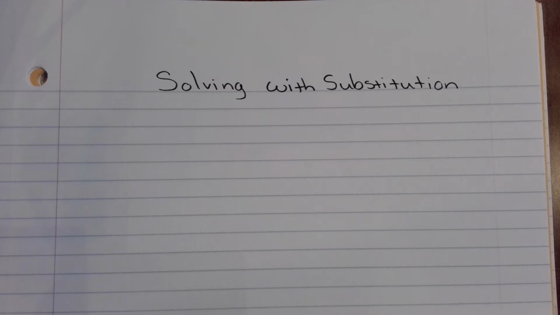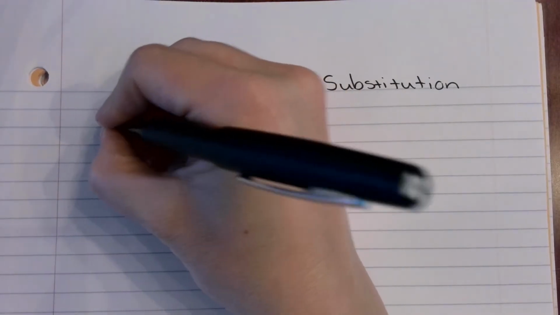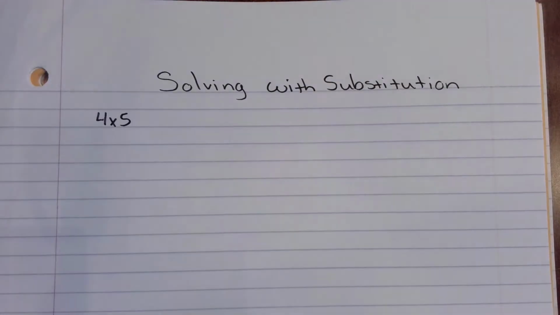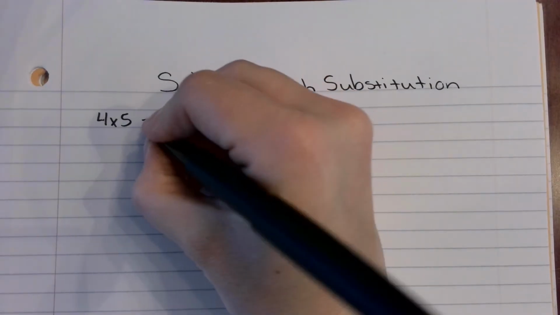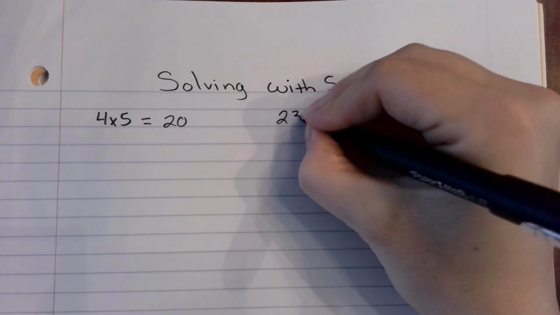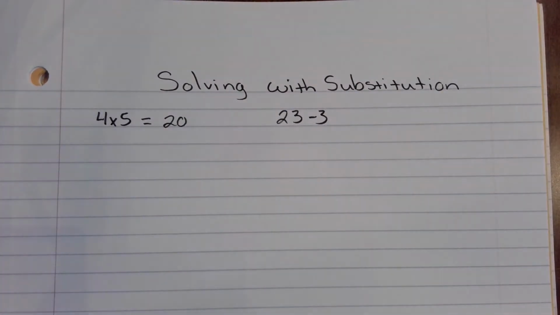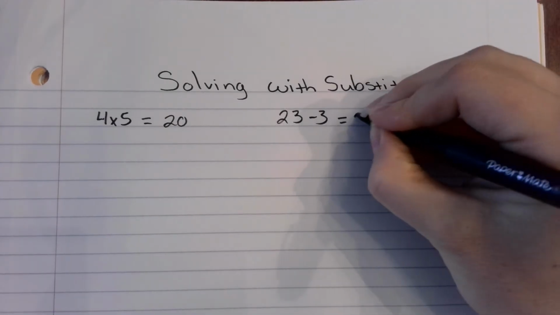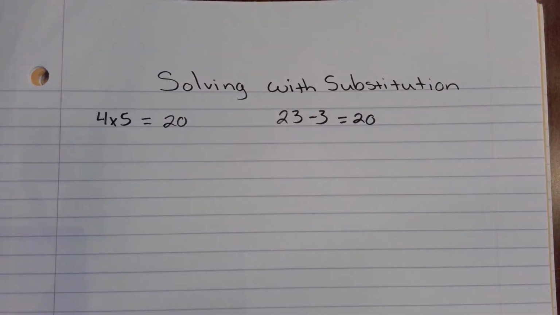So one of the things that I want to make sure that you understand, if I give you a problem like 4 times 5, you guys easily can tell me that 4 times 5 is equal to 20, right? And if I said, hey, 23 minus 3, what is 23 minus 3? That is also equal to 20.